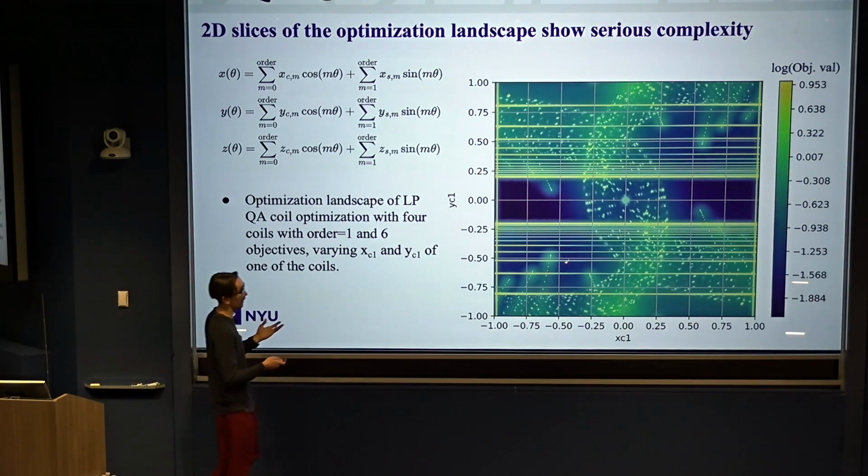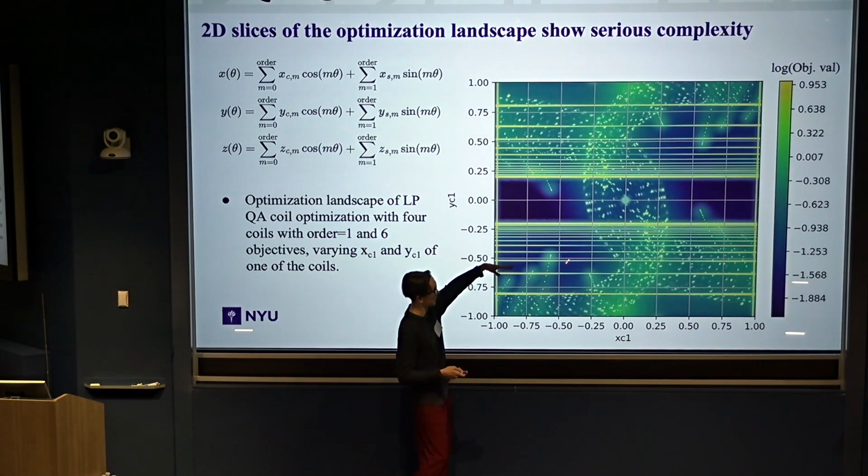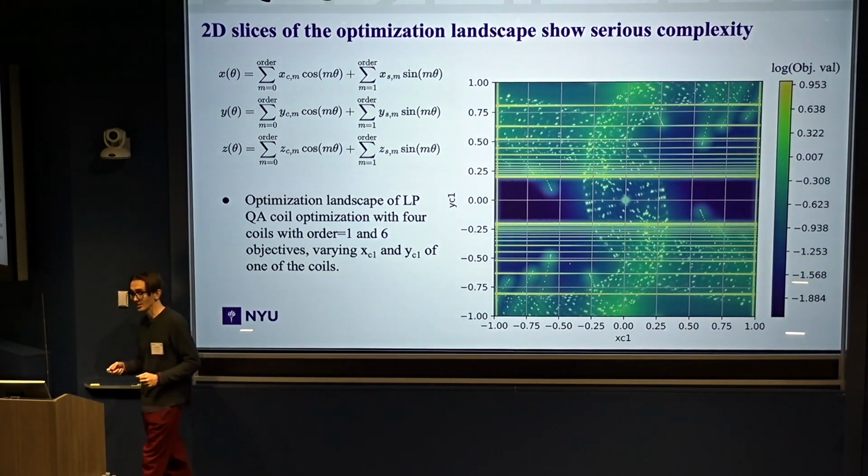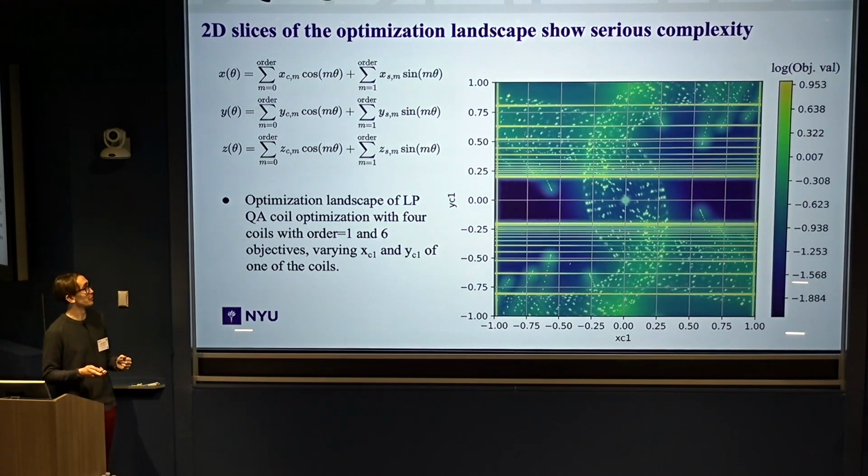But I do want to point out, even if you ignore these blow-up spots, there's still a rich structure underneath in the landscape, okay? And obviously, this is actually an easier case. Usually, we use many more Fourier modes than one. So I expect this landscape to get much more complicated in practice.